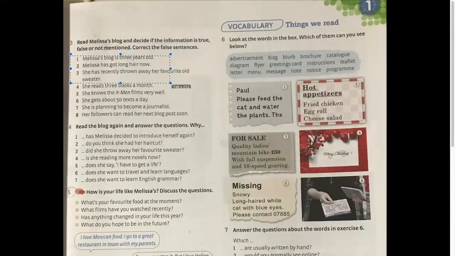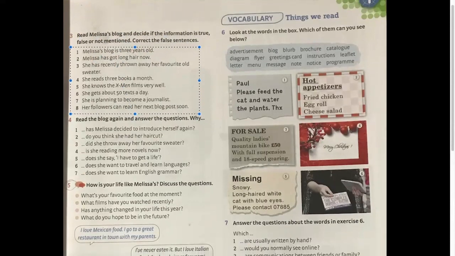Okay, so do it in your notebooks, all the correction of the false sentences. In exercise 4, you are going to read the blog again and answer the questions. Why has Melissa decided to introduce herself again? So you ask why, and in your notebooks write the answers to these questions.